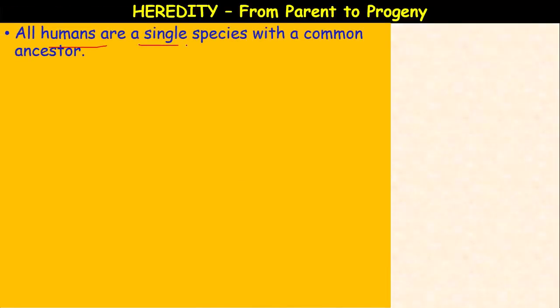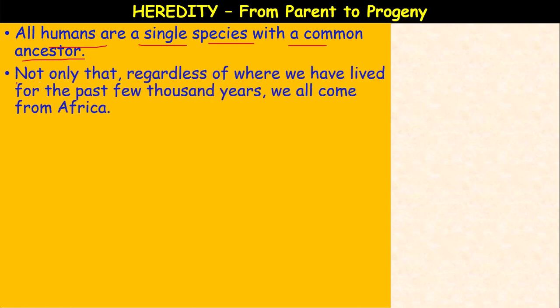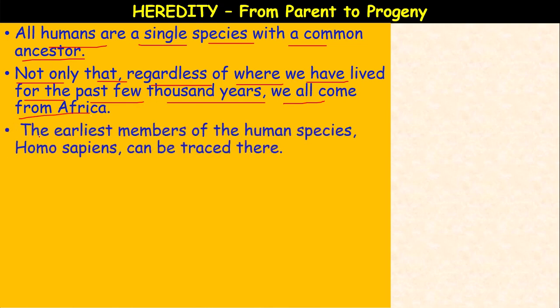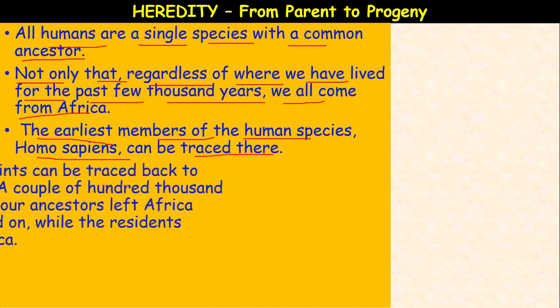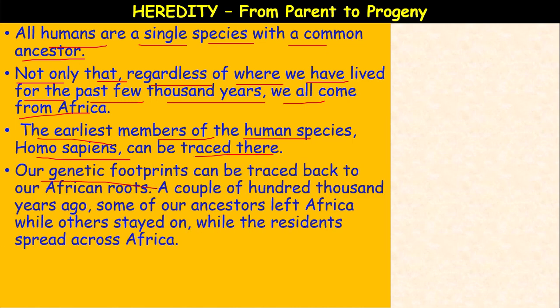So, all humans are a single species with a common ancestor. Not only that, regardless of where we have lived for the past few thousand years, we all come from Africa. The earliest members of the human species, Homo sapiens, can be traced in Africa. Our genetic footprints can be traced back to our African roots.